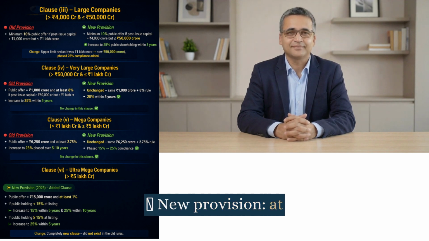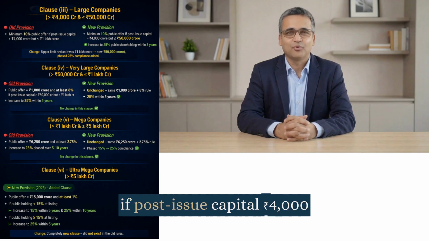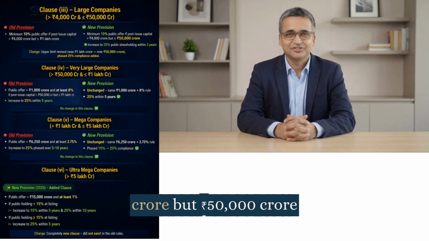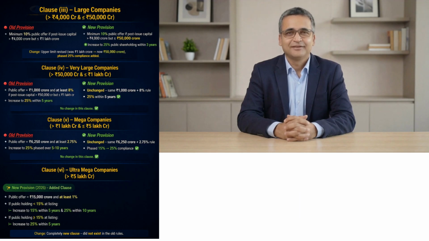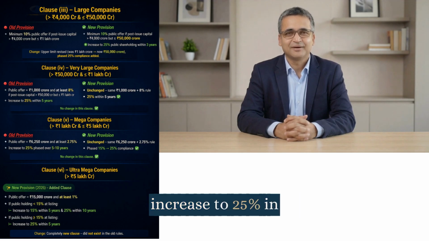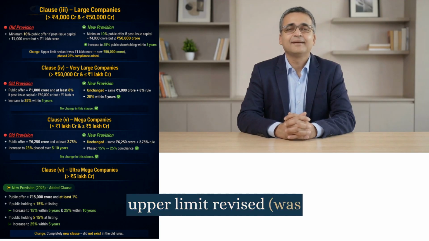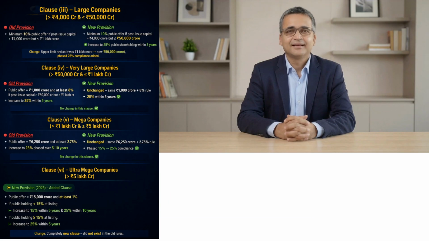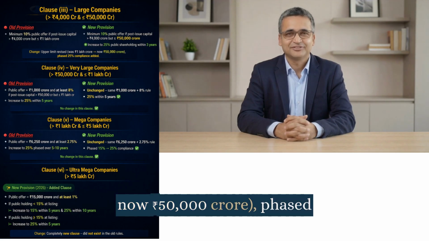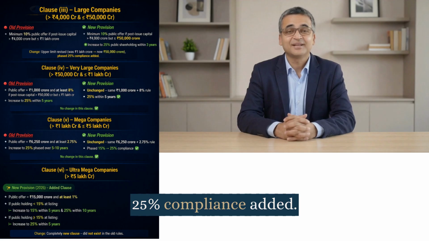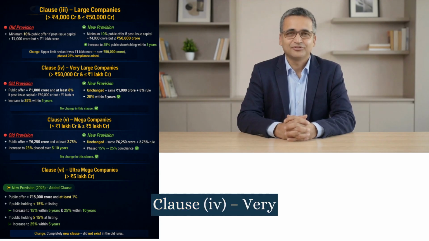New provision: at least 10% if post-issue capital is 4,000 crore rupees but lesser than or equal to 50,000 crore rupees, plus increase to 25% in 3 years. Change: upper limit revised, it was 1 lakh crore rupees, now 50,000 crore rupees. Phased 25% compliance added.